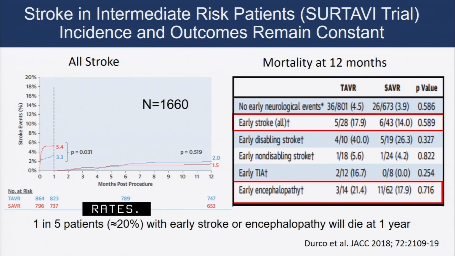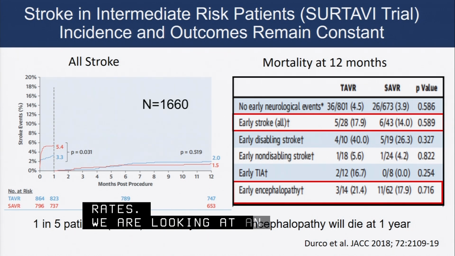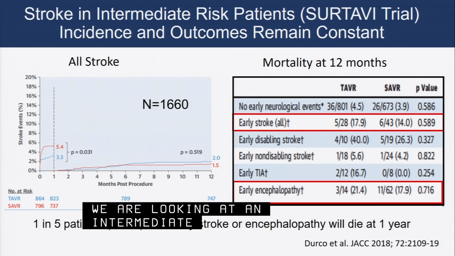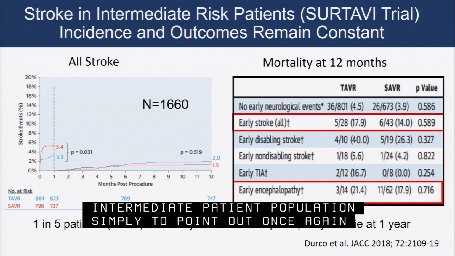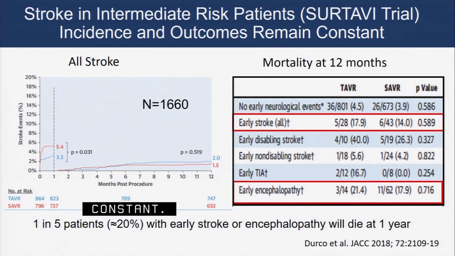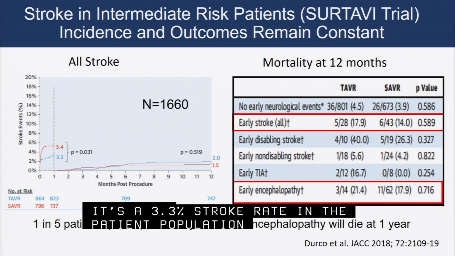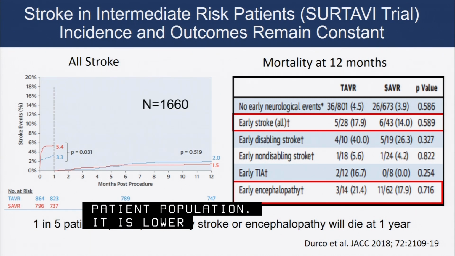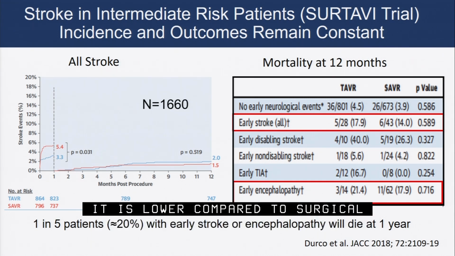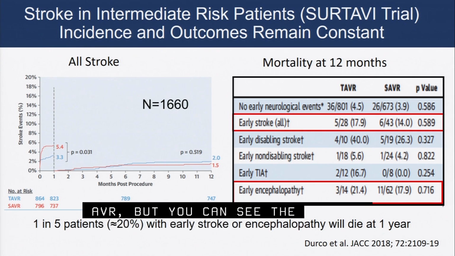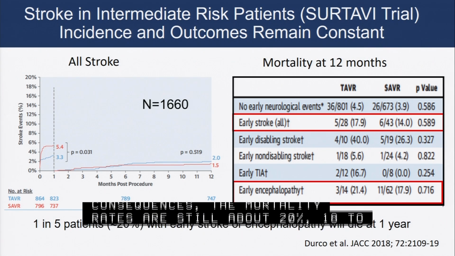We're looking at an intermediate patient population, simply to point out once again that the stroke rates are constant. It's a 3.3% stroke rate in this intermediate patient population. It is lower following TAVR compared to surgical AVR, but you can see the consequences. The mortality rates are still about 18 to 20% following an early periprocedural stroke.